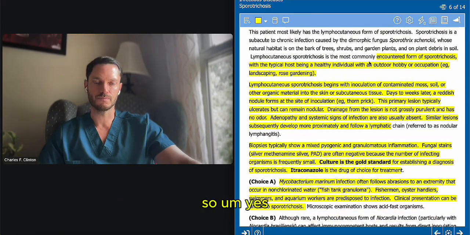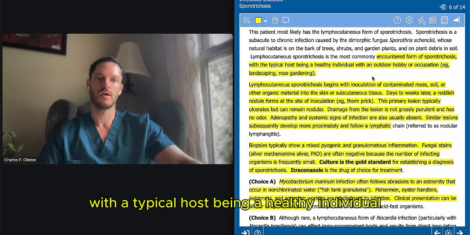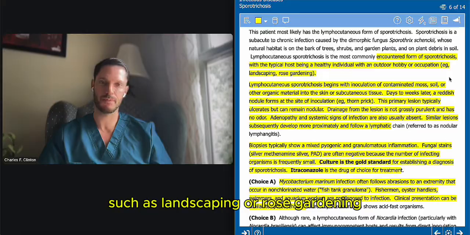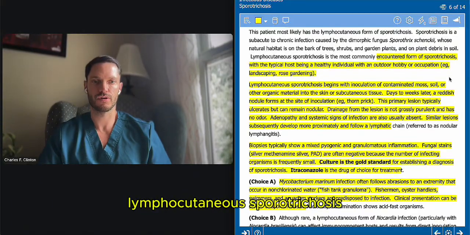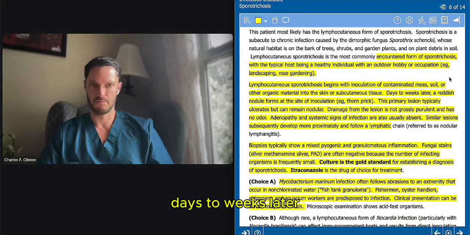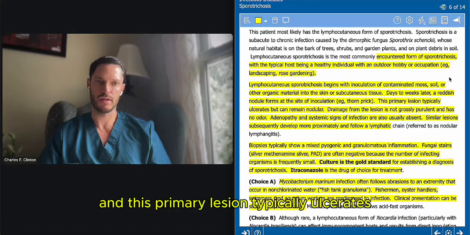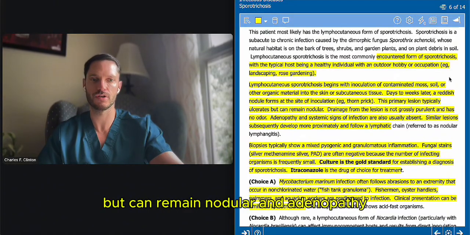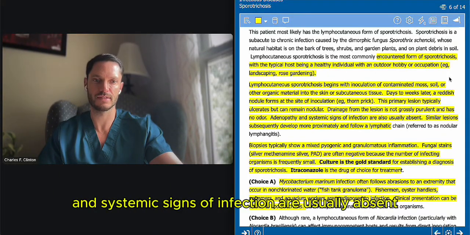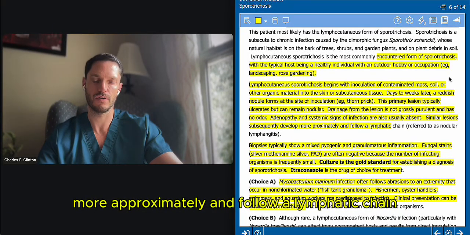So, yes, the most commonly encountered form of sporotrichosis, with the typical host being a healthy individual with an outdoor hobby or occupation, such as landscaping or rose gardening. Lymphocutaneous sporotrichosis begins with inoculation of contaminated moss, soil, or other organic material into the skin. Days to weeks later, a reddish nodule forms at the site of inoculation. This primary lesion typically ulcerates but can remain nodular. Adenopathy and systemic signs of infection are usually absent. Similar lesions subsequently develop more proximally and follow a lymphatic chain.